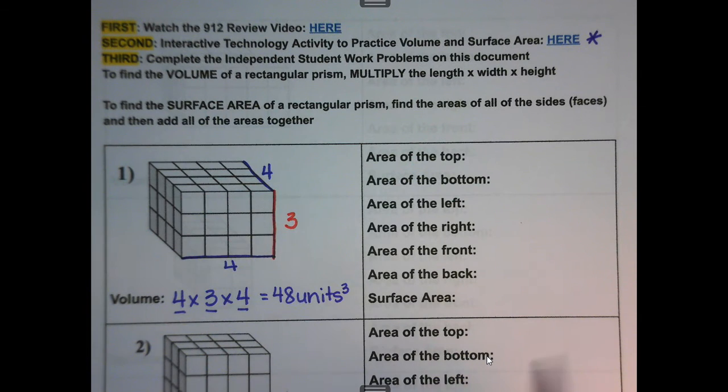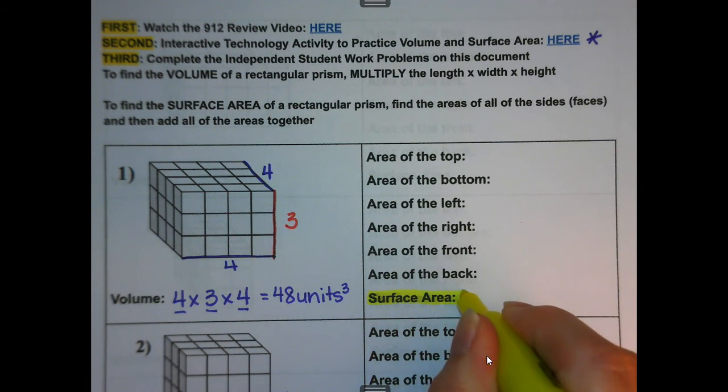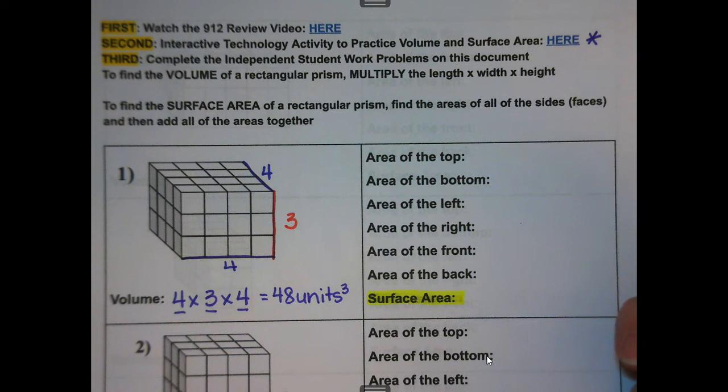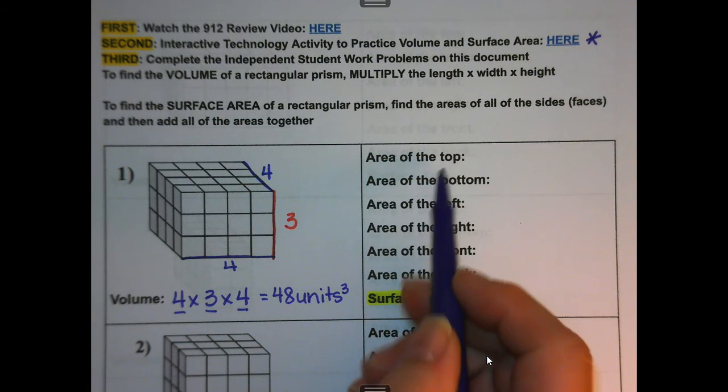Now for the surface area, and that's what we're working on. This same rectangular prism, but this is a newer concept. The surface area is when I take the rectangular prism and I try to find the area of all the faces. The faces you might think of as the sides of the prism. So I'm going to start by looking at the area of the top.